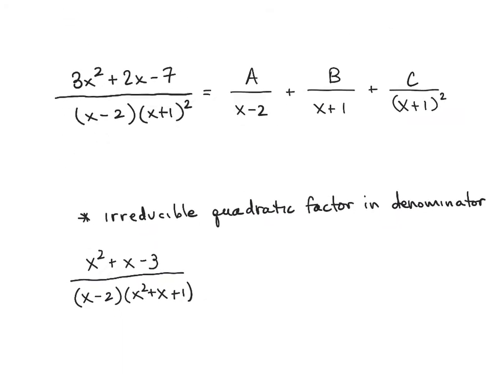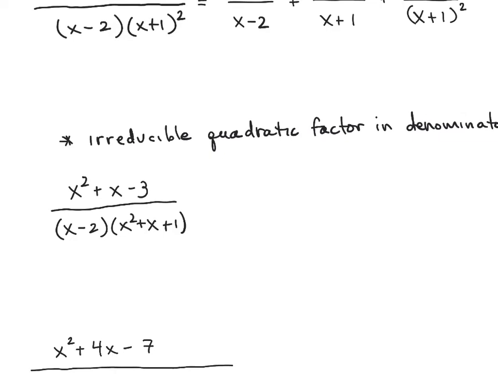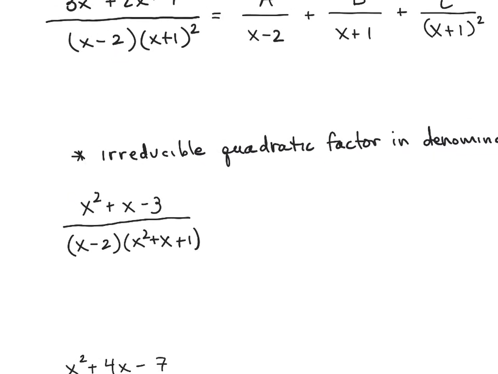Now there's one third case that we need to look at. It's when you have what's called an irreducible quadratic factor. Irreducible quadratic factors in the denominator. Irreducible quadratic factor means that you have a quadratic expression that does not factor. X squared plus x plus 1 does not factor into linear factors like x minus 2 or x plus 5. X squared plus x plus 1 is irreducible or non-factorable.